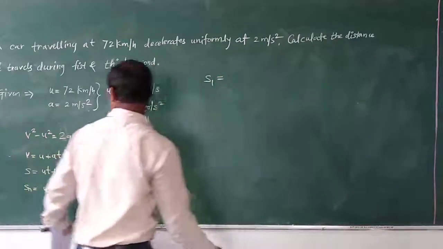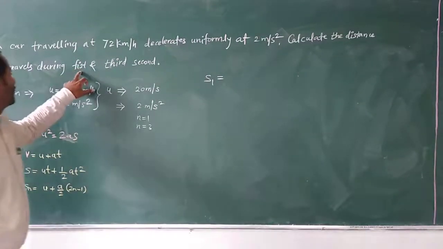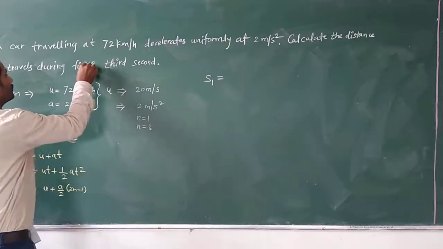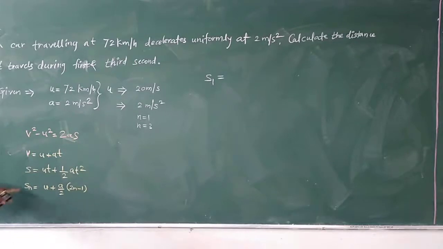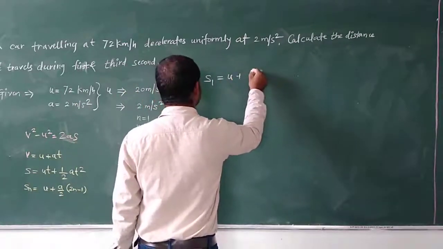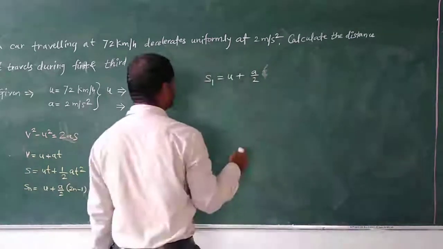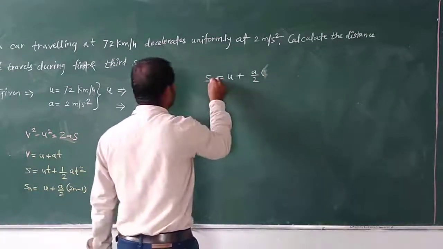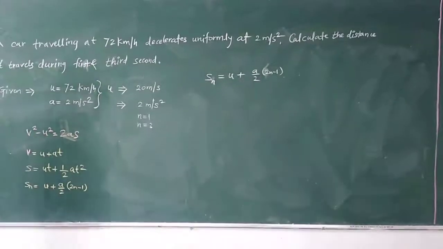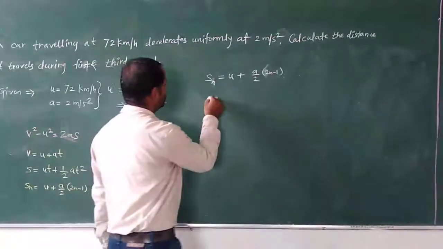So what is the formula for the displacement at the nth second? Here we need the displacement at the first and third second, so we will change this formula. Sn is equal to u plus a by 2 into (2n minus 1). We know this formula, so we will put all these values.